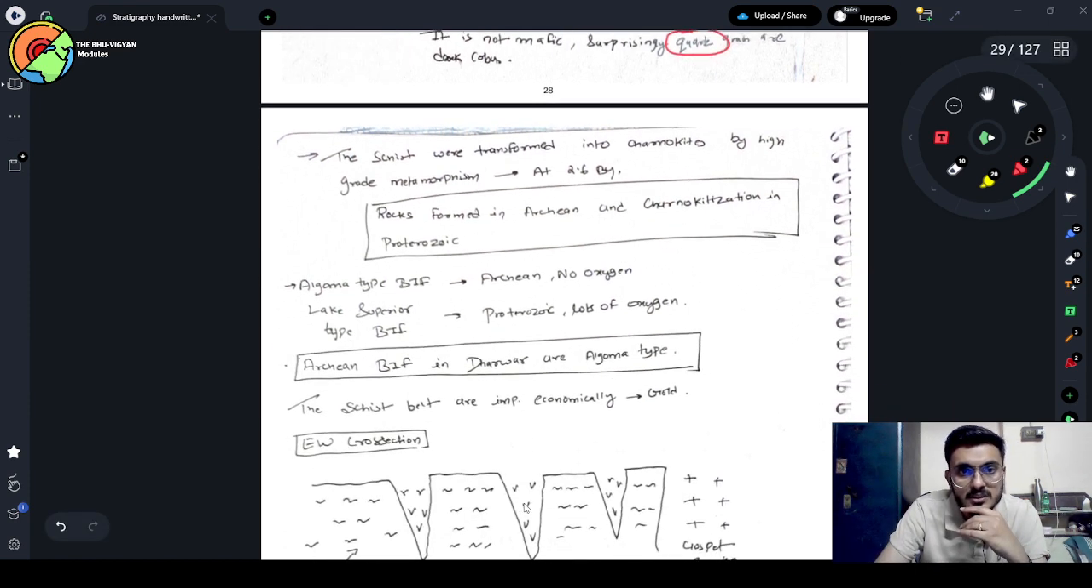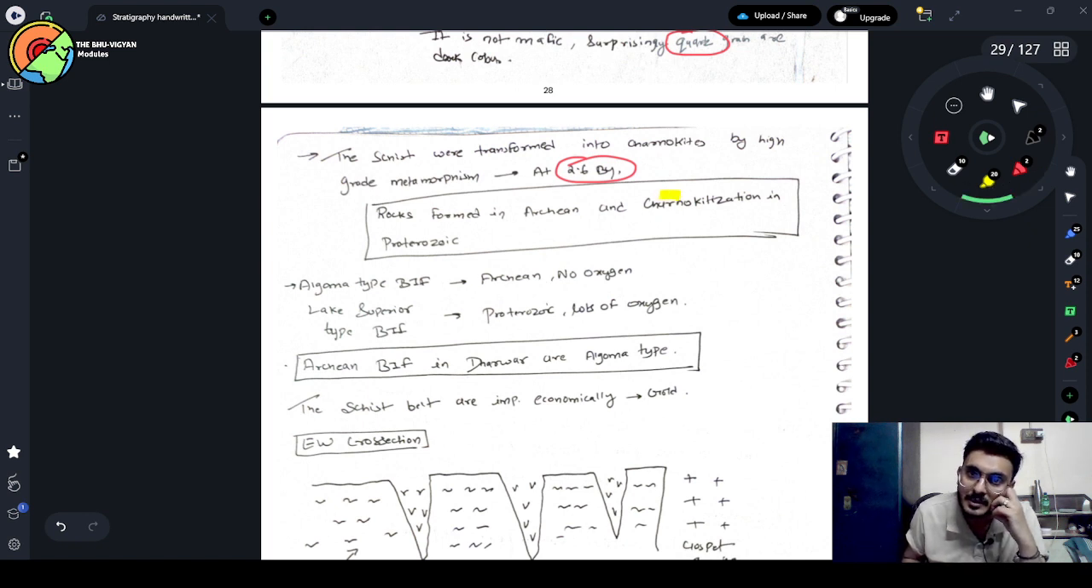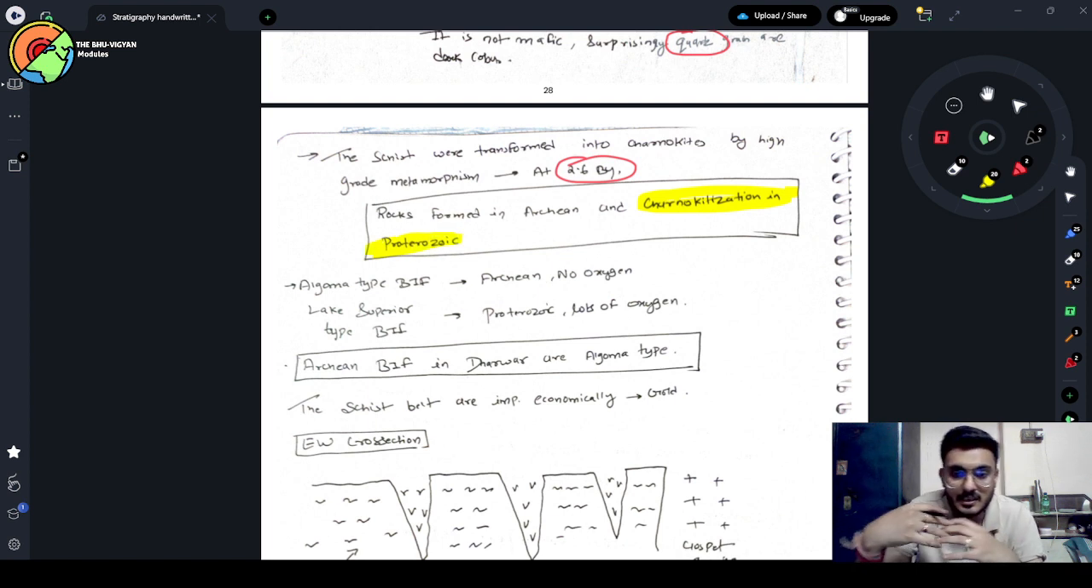Now the schists were transformed into charnockite by high grade metamorphism at 2.6 billion years, which we found here. The rock formed in the Archean and charnockitization took place in the Proterozoic. So this is very important. After the collision of the eastern and western Dharwar Craton, there was a high increase in temperature and pressure, and because of the influx of CO2 during Proterozoic time, the charnockites were formed.